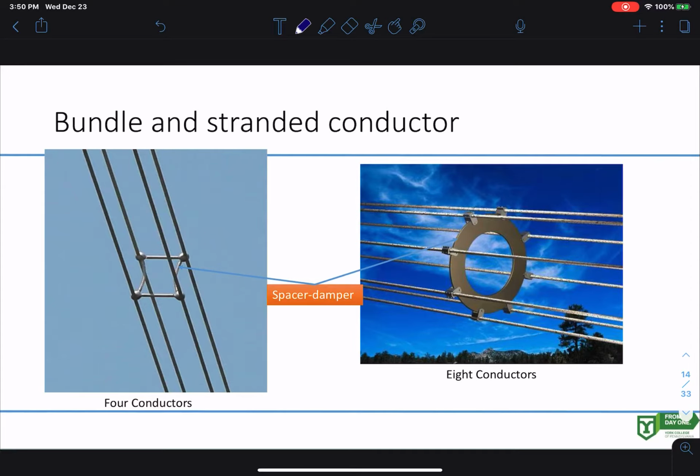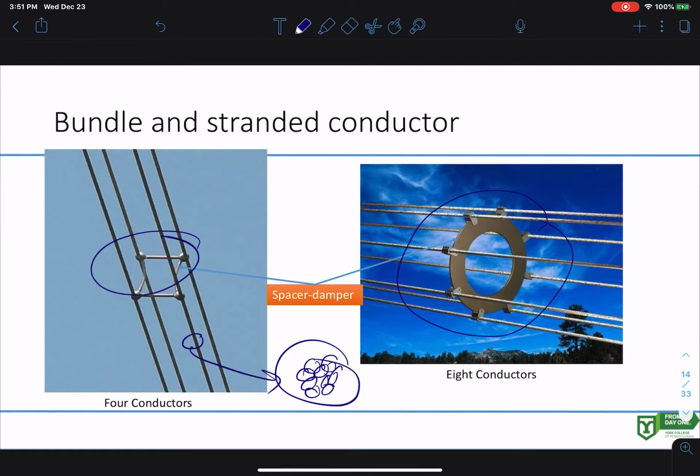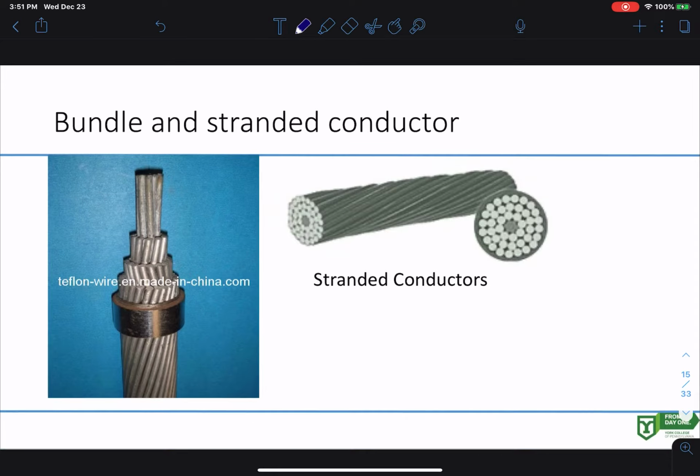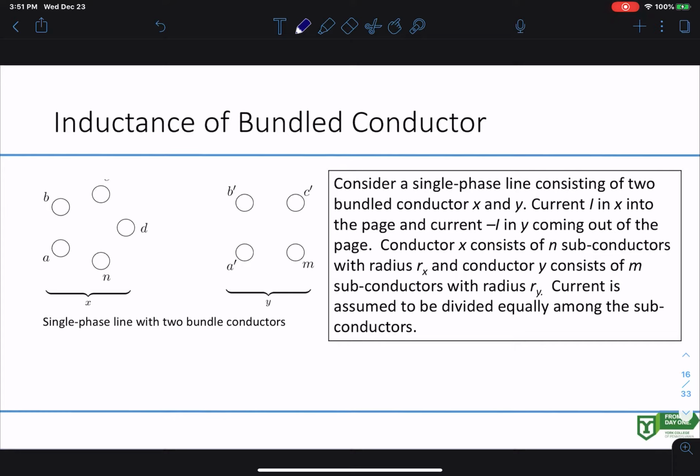This is the bundle over here. A bundle has different conductors, and each conductor itself can also be stranded. Your bundle could have as many as this. I see that eight of them is maybe a 1,000 kilovolt line. Each conductor itself looks like this, a stranded conductor with an aluminum conductor outside and steel reinforcement inside. Okay, now let's decode this.